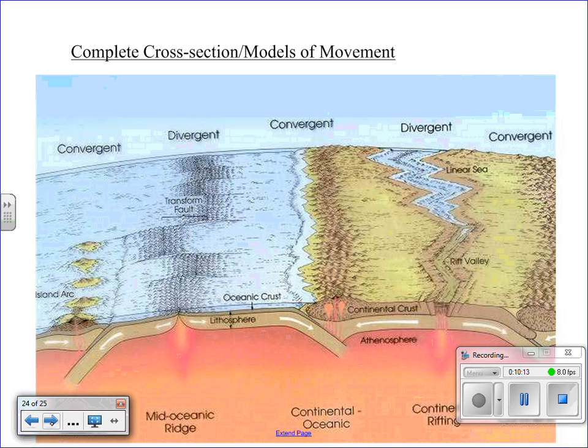In our next discussion, I will summarize a complete cross-section of what all of these different boundaries look like, along with construct a tree map to organize all of this different information.